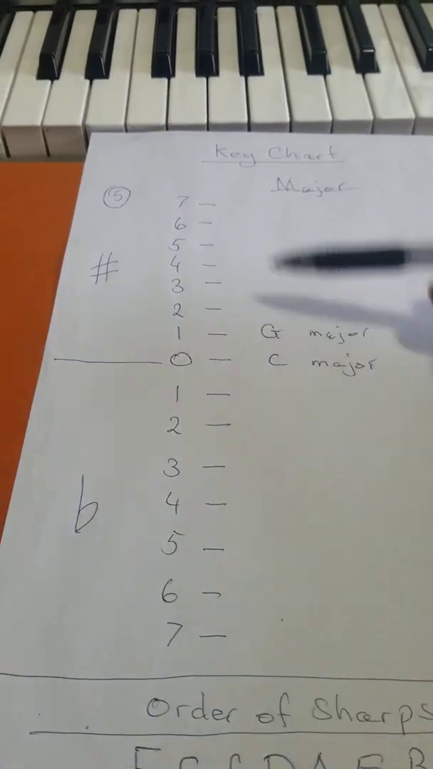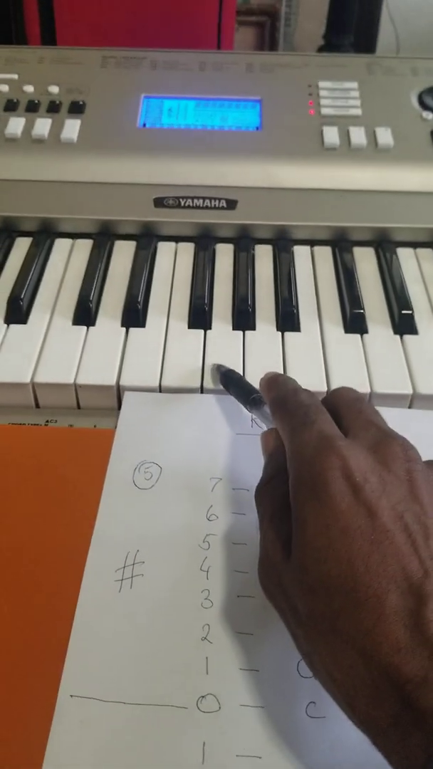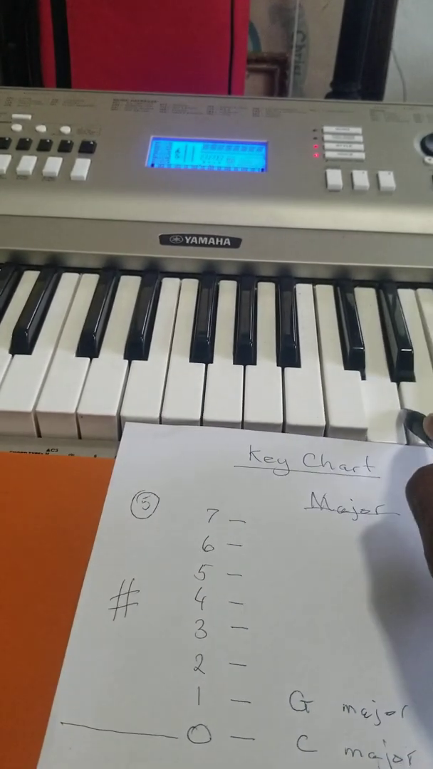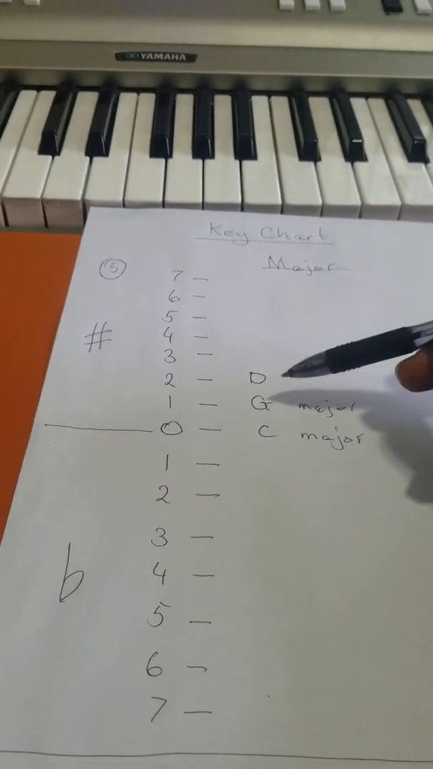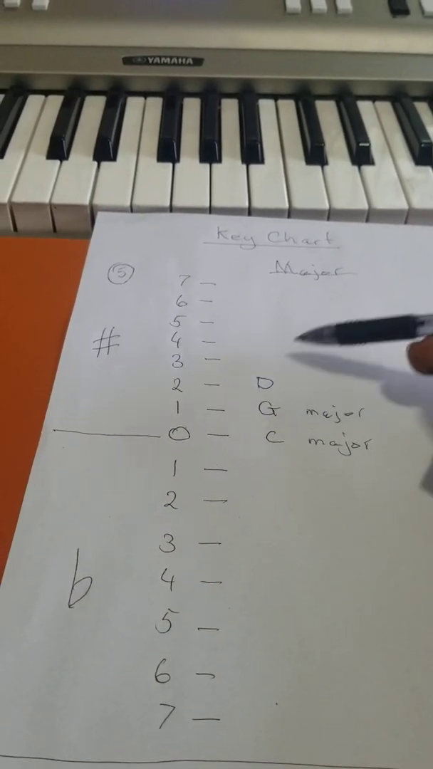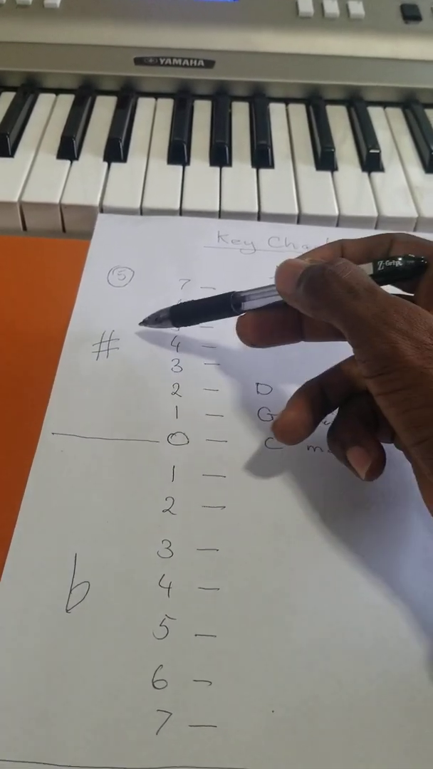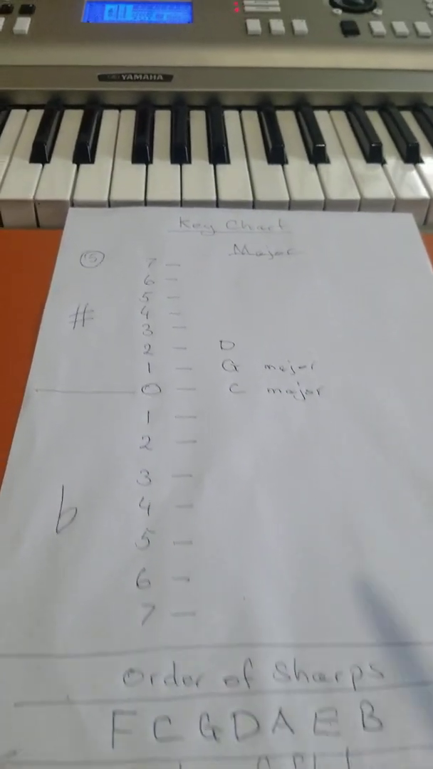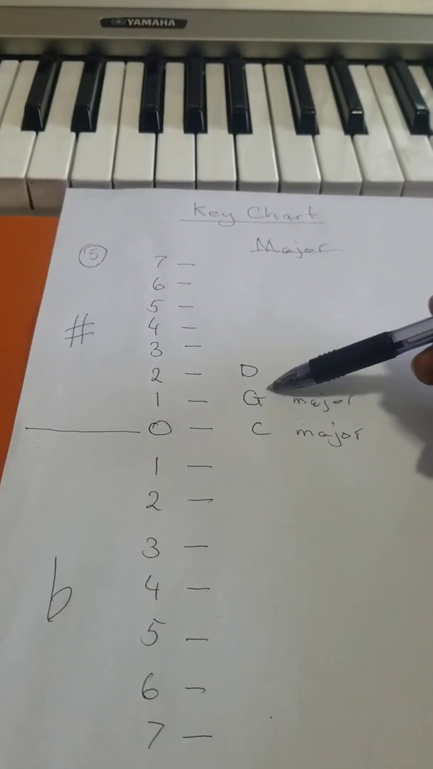Now, so the magic number is 5. Let's count up 5 from G. G, 2, 3, 4, 5. And there it is, D. So D is up 5 from G. So what we're saying in this chart is D major has 2 sharps. What are those sharps? F and C. Okay, so we move on expeditiously in that fashion.